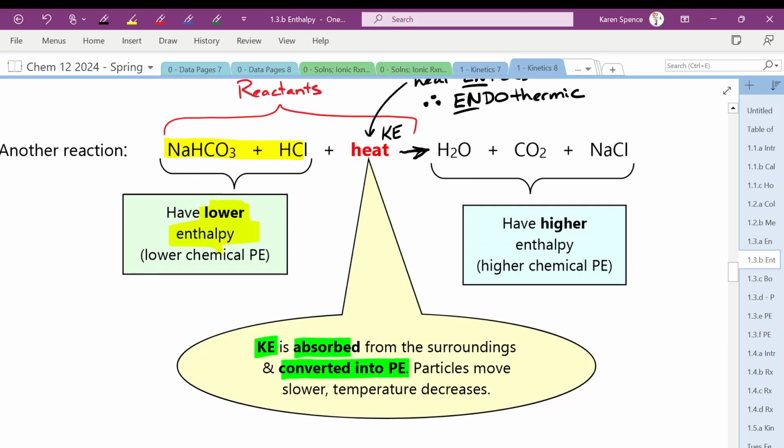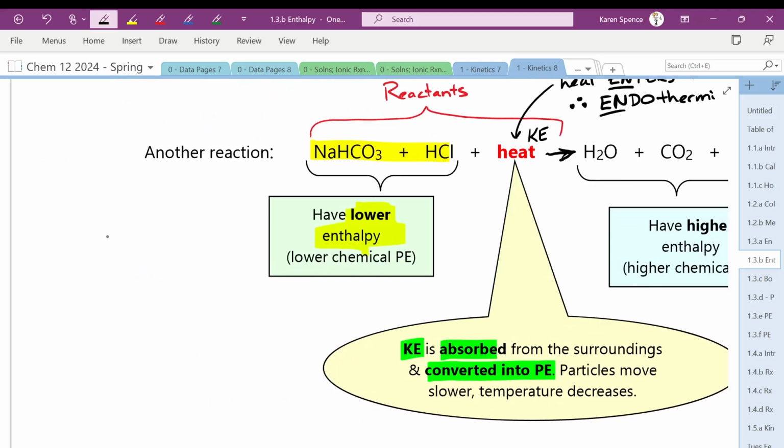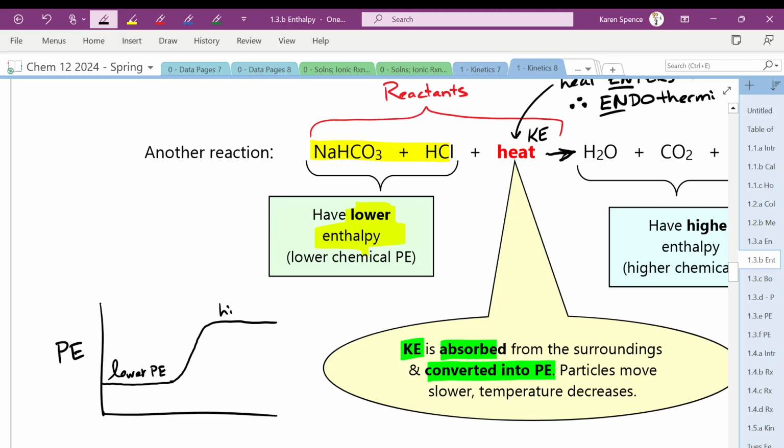All right, so let's just draw a quick little graph of this. What do you think our potential energy diagram would look like for this? Yeah, we're going to start low, lower potential energy, and then we're going to finish higher potential energy. These are our reactants. These are our products. What if we wanted to label delta H, our change in enthalpy?